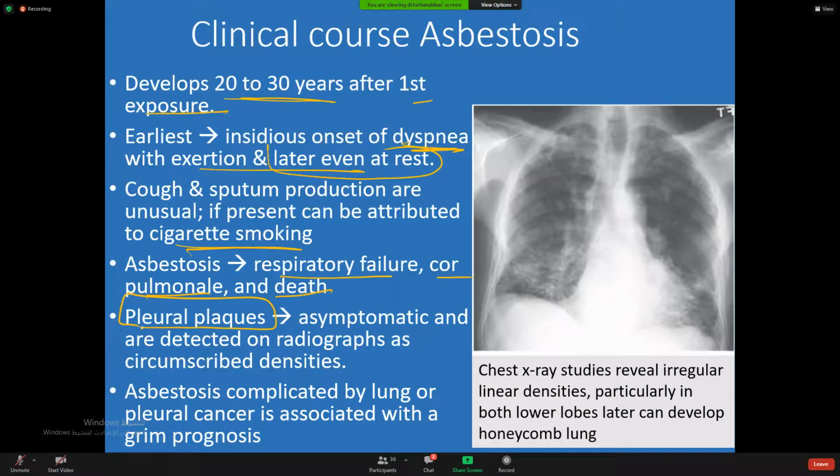Okay. Now, asbestosis complicated by lung cancer or pleural cancer is associated with a grim prognosis. So when asbestosis causes lung cancer or pleural cancer, it has a very bad prognosis. And over here, in the lower lobes, as I already told you, this is a disease of the lower lobes. You see over here these irregular densities that are present in the lower lobes, these reticular densities. And ultimately they may lead to the formation of a honeycomb pattern.